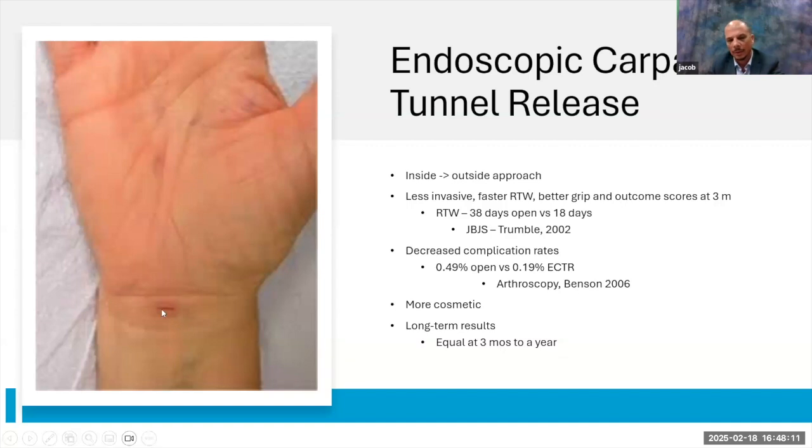It's also very cosmetic. This is a fairly fresh incision. The scar changes over the course of several months after surgery, but it gets to the point where really that scar is very, very difficult to see, even for me, who makes them all the time.